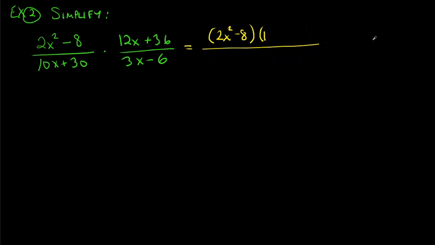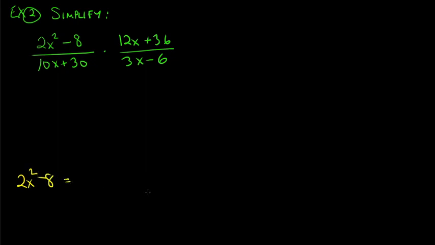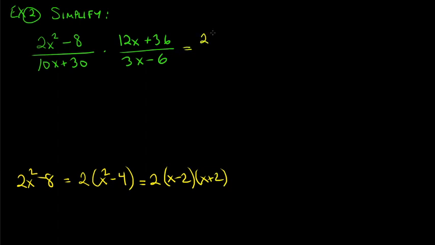Let's start with the first numerator on the left. We have 2x squared minus 8. I'll write it way down here. The GCF is 2. We factor out the 2, and we're left with x squared minus 4. But you've seen this before. x squared minus 4 is just x minus 2 times x plus 2. So the first numerator is just 2 times (x minus 2) times (x plus 2).